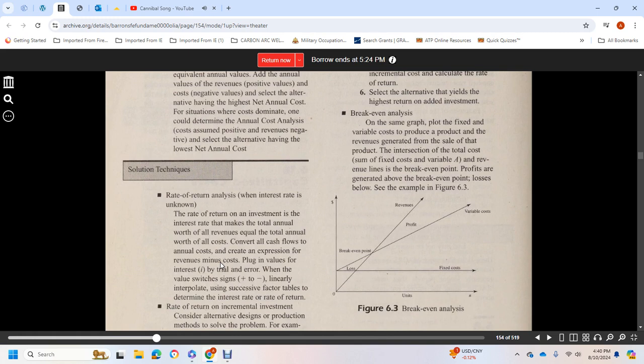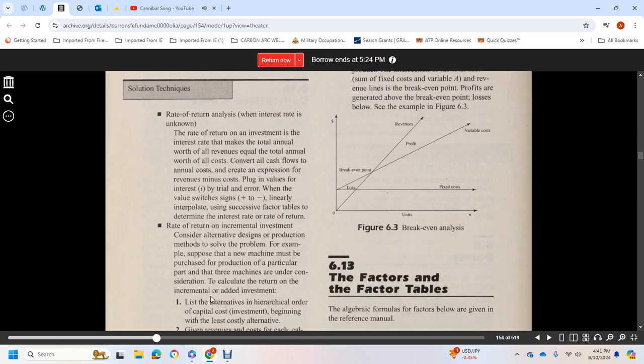Solution technique. Rate of return analysis. When interest rates are unknown, the rate of return on investments is the interest rate that makes the total annual worth of all the revenues equal to the total annual worth of all the costs for all the cash flows. Annual worth is created by the expression revenues minus cost. Plug in values of the interest rate by trial and error. When the value switches from positive to negative, linearly interpolate with the factor tables to determine the interest rate and the rate of return.